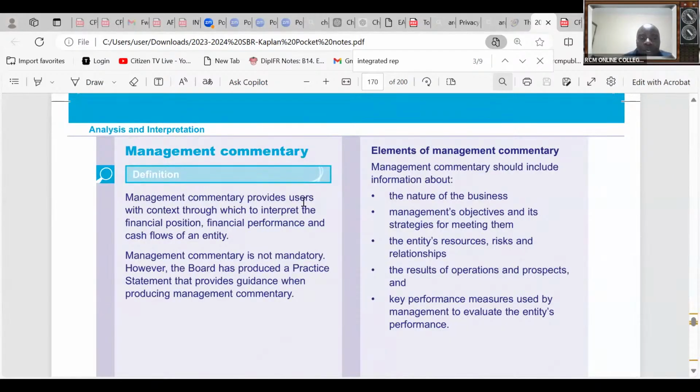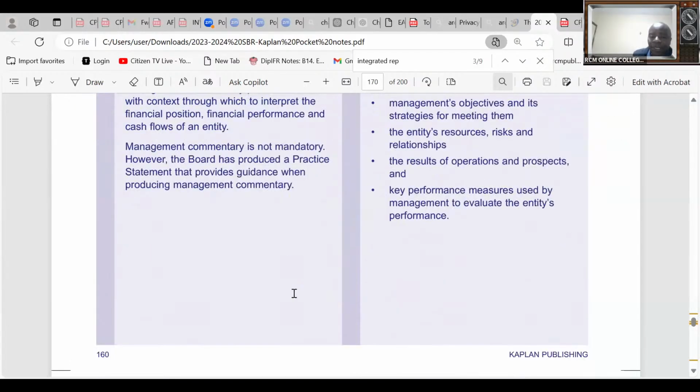Management commentary provides users with context through which to interpret the financial position, financial performance, and the cash flows of an entity. Management commentary is not mandatory. However, the board has produced a practice statement that provides guidance when producing management commentary. As per the CMA, Capital Markets Authority, if you are a listed company, you must have this management commentary. You must have the management commentary.